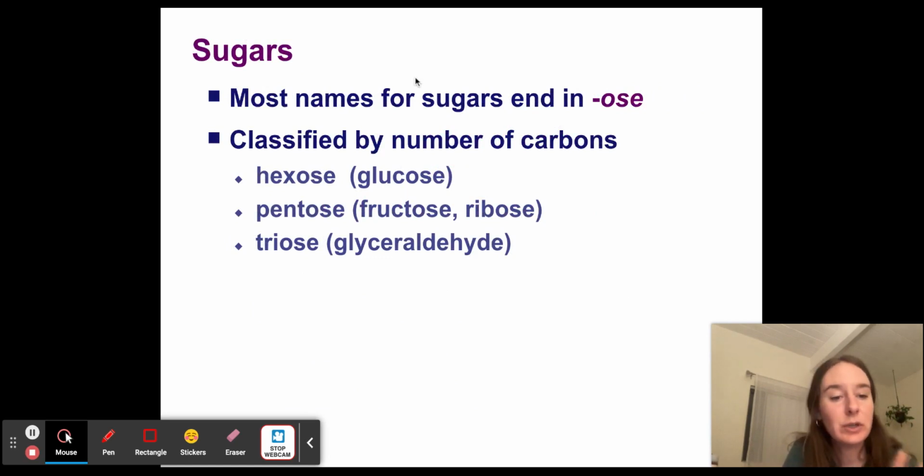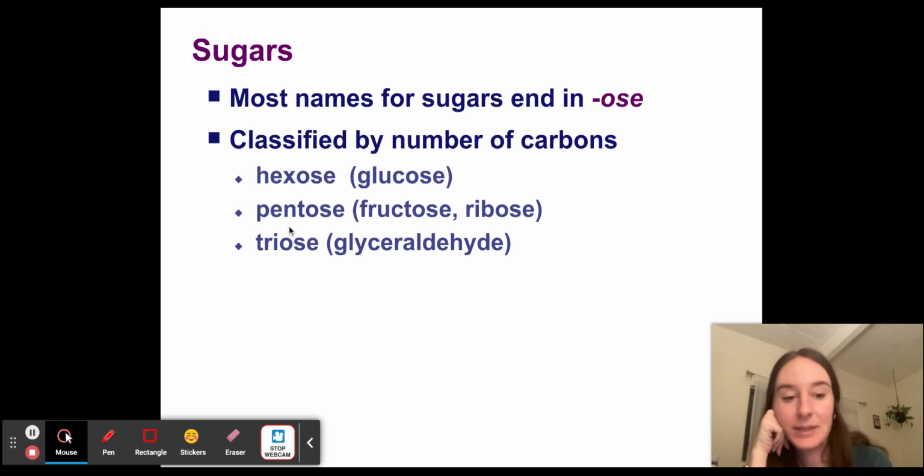When you're thinking about sugars, just a little quick thing, when you're naming them, they often end in -ose. So if you find a molecule that ends in -ose, it's probably a sugar. And the first part of the name tells you kind of how many carbons are in the molecule. So hexose would be 6 carbons. Another word for that is glucose. We'll look at glucose in a second.